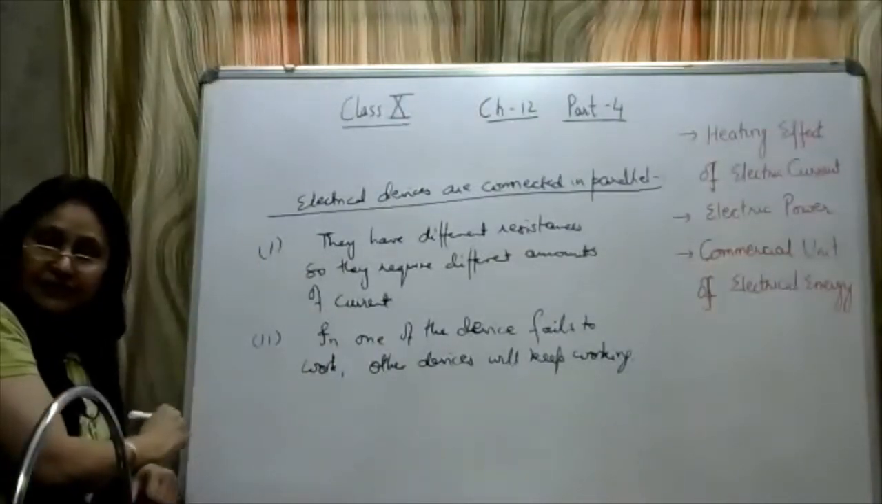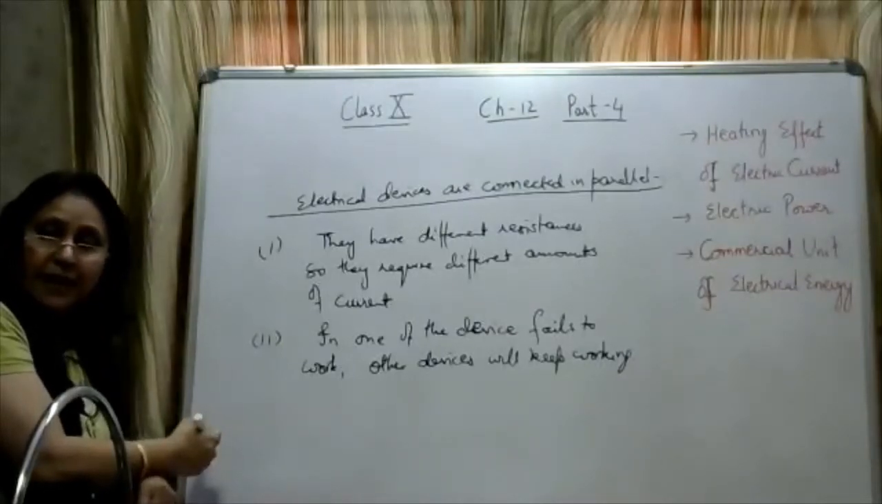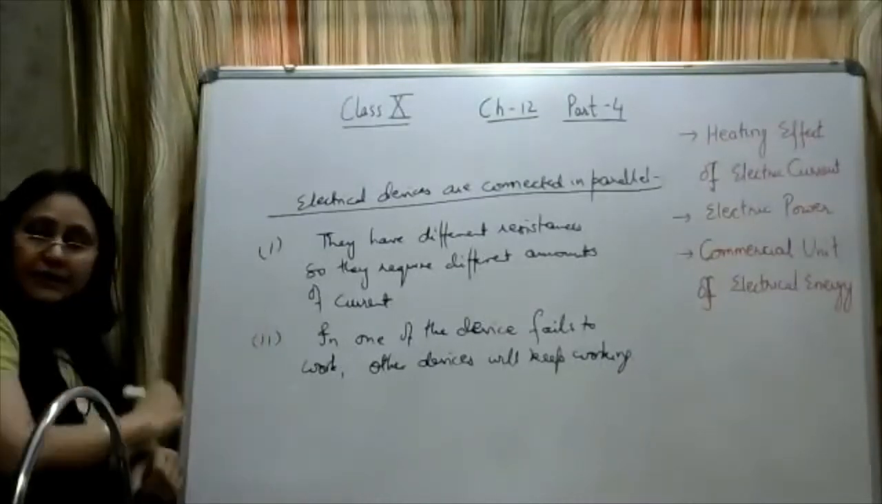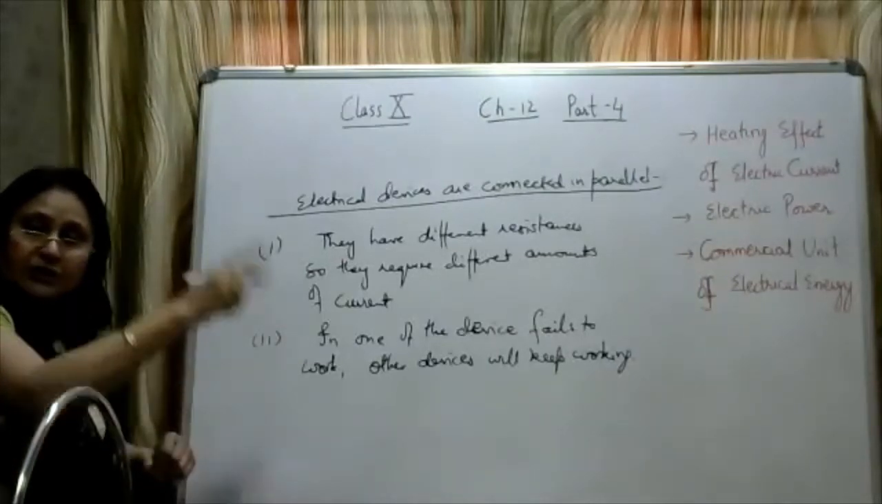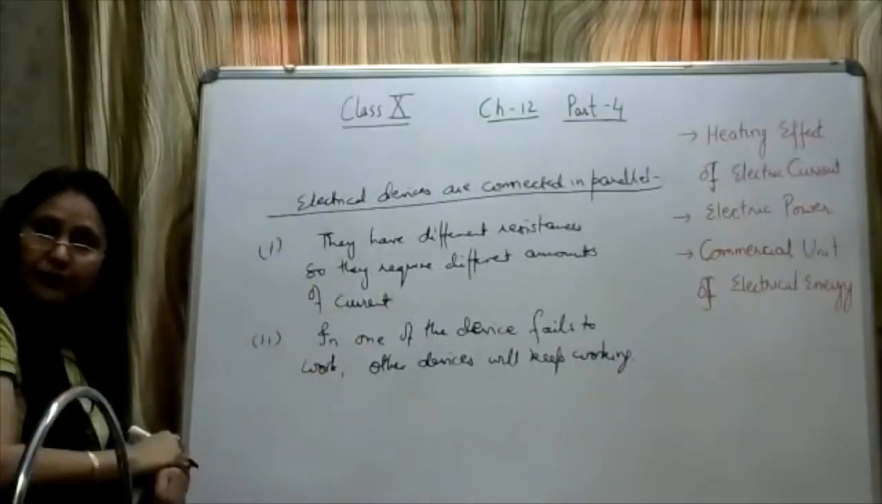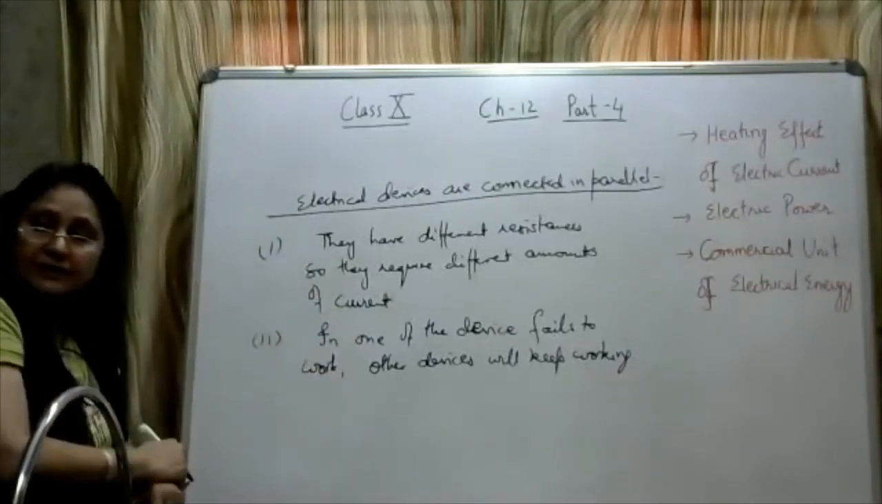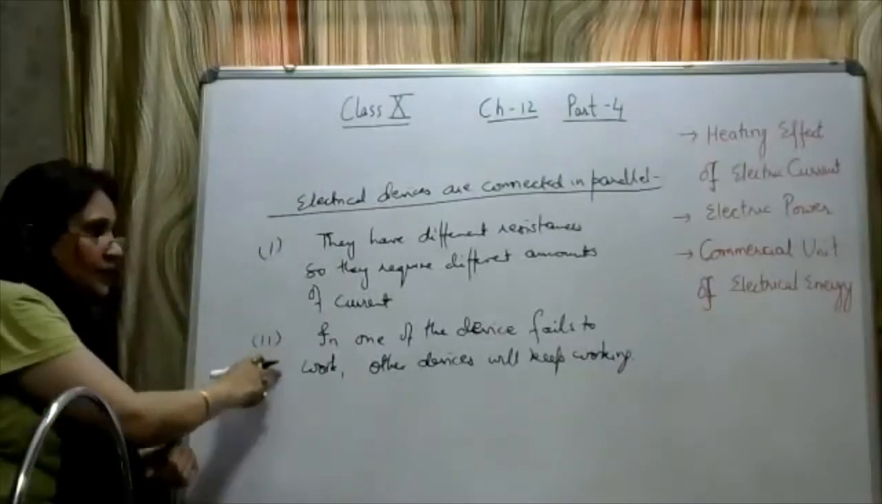Also, each device has a separate switch, which is only possible in parallel combination. If they all are connected in series, then there will be only one switch. If you put on the switch, all the devices will start working, and the same current will flow through them, which is not required in the household circuit. In the household, the devices have to be connected in parallel.